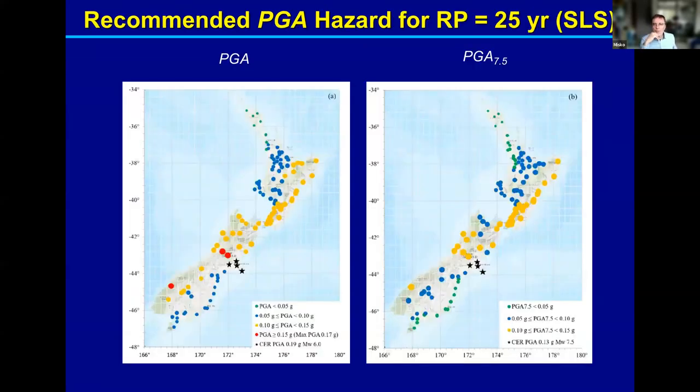After developing the table, we plotted the output. Now this is showing the PGA values across New Zealand for all locations for 25-year return period, or SLS level, if you like. On the left is PGA, on the right-hand side is PGA 7.5. As you can see, for all of the country, PGA 75 for SLS is somewhere up to 0.15 G. So green shows PGA 75 values of less than 0.05, blue is 0.05 to 0.1 G, and yellow is 0.1 to 0.15 G.